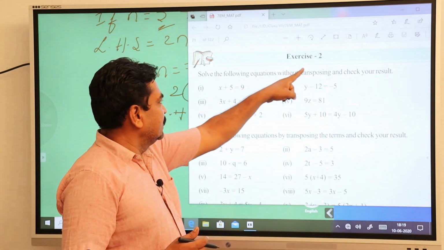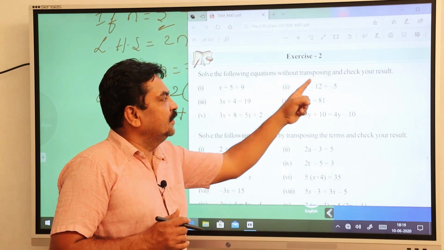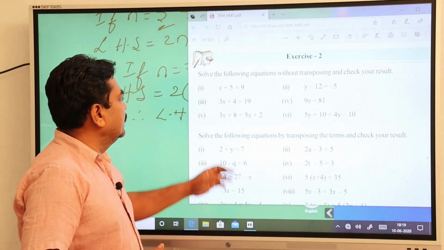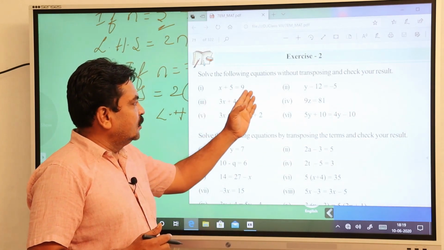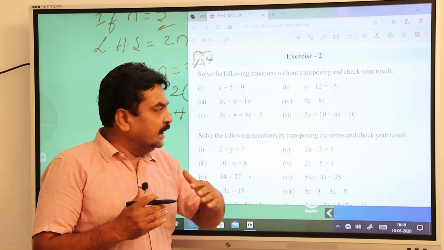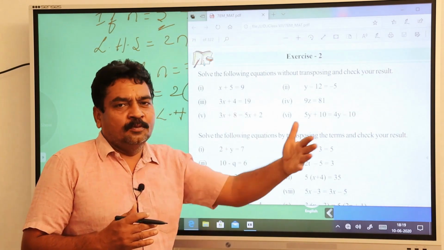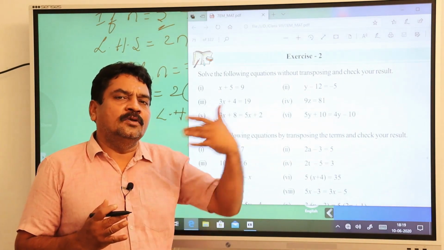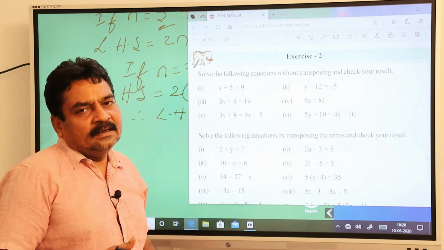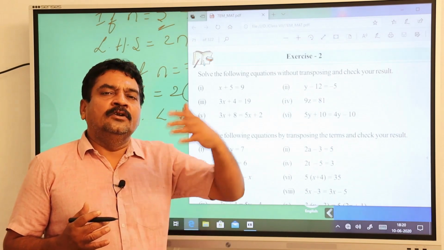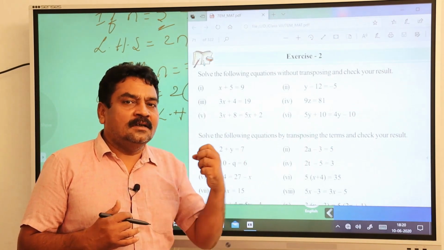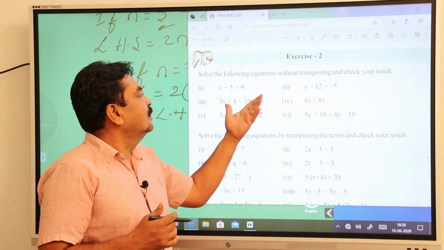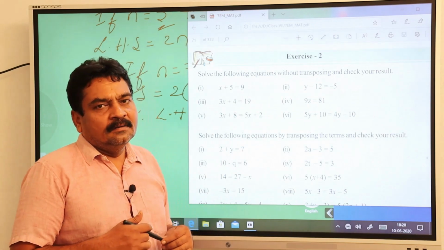Now we'll go with Exercise 2. Solve the following equations without transposing and check your results. The first one here is x plus 5 is equal to 9. Here he's asking not to transpose, not to take your values from one side to another, that is from left hand side to right hand side. Taking the values from one side to another, you call it transposing the values. He's asking you, without transposing, to find the variable value.